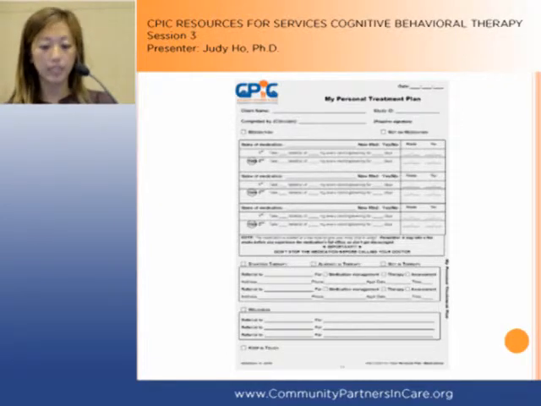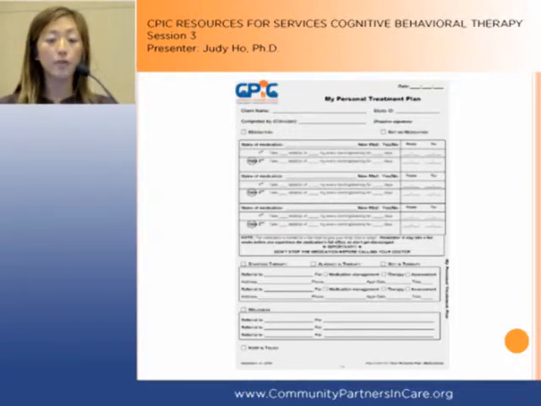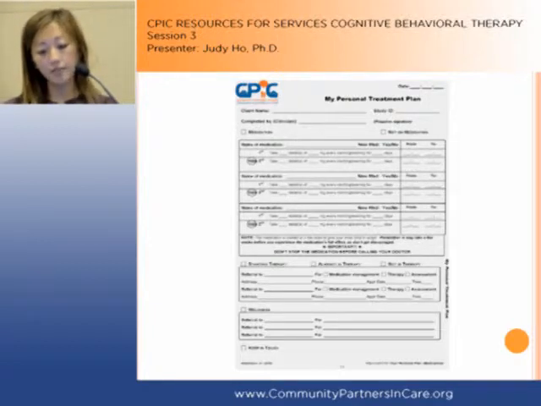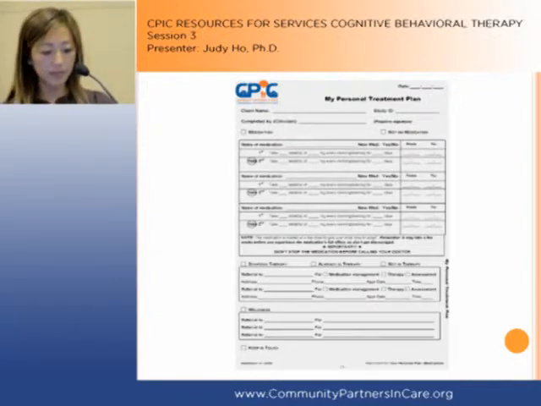Now let's look at Form G. This is My Personal Treatment Plan. This should be filled out by the client with your help. Once the treatment plan is established, you can use this form to help the client to be a little bit more on board with his or her treatment. There's a space to fill out the medications they're taking, a space to fill out what kind of therapy they're doing, and a space for a wellness plan.